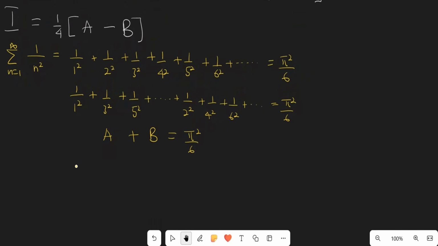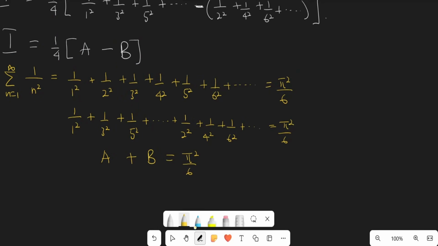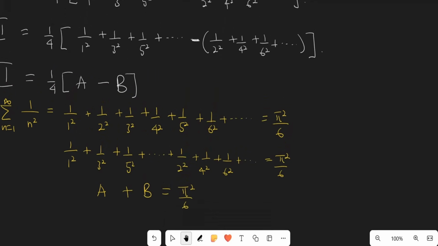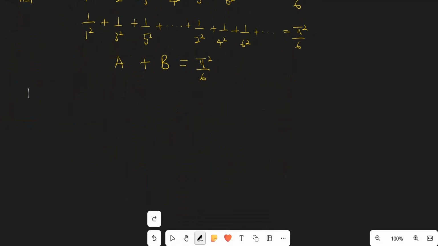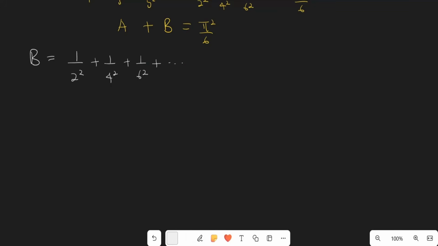Now let's find what B will sum to, right? So B here is the even denominators, so let's look at that again. So B is going to be equal to 1 all over 2 squared plus 1 all over 4 squared plus 1 all over 6 squared, and so on and so forth. So B is going to be equal to 1 all over 2 squared plus 1 all over 4 can be written as 2 times 2 squared plus 1 all over 6 can be written as 2 times 3 squared, and so on and so forth.